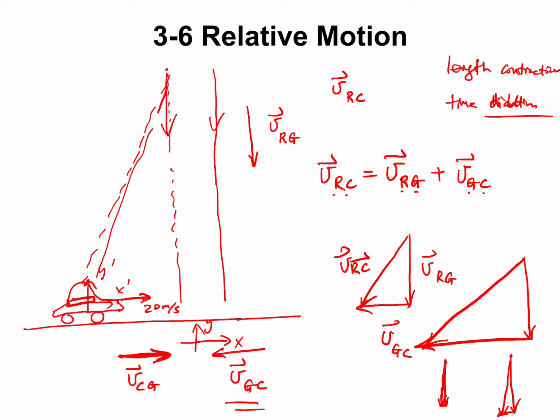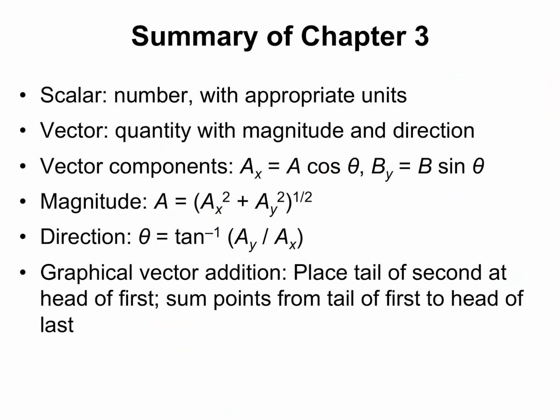When did Einstein figure this out? 1905. So it's already more than 115 years ago that people figured that out. That's relativity, but the idea comes from relative motion. All right, so that's all for this chapter.